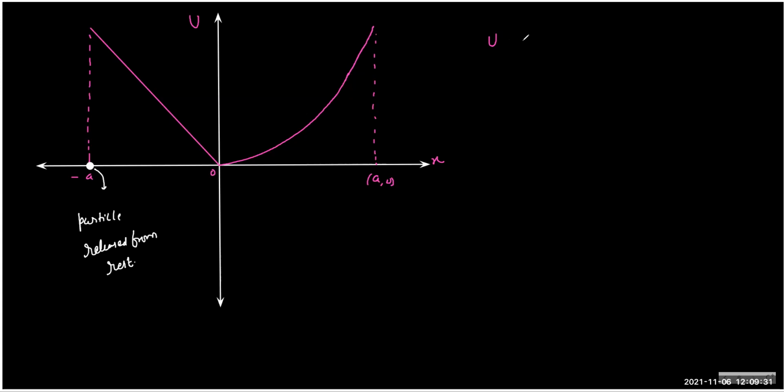Okay, look at this. Let's say U is equal to minus kx, or maybe alpha x when x is between minus a to 0, and it is beta x square when x is from 0 to a.